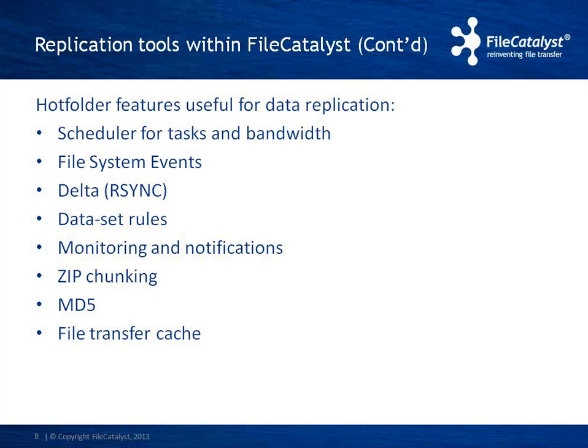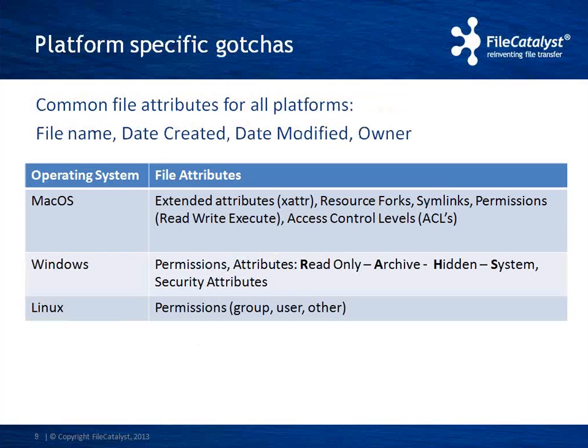And file transfer cache is another feature in Hotfolder that allows it to remember what it sent and not send those files again. This prevents a continuous loop of sending files. So with all these features, this is where we can put together a very good data replication solution with Hotfolder and the server.